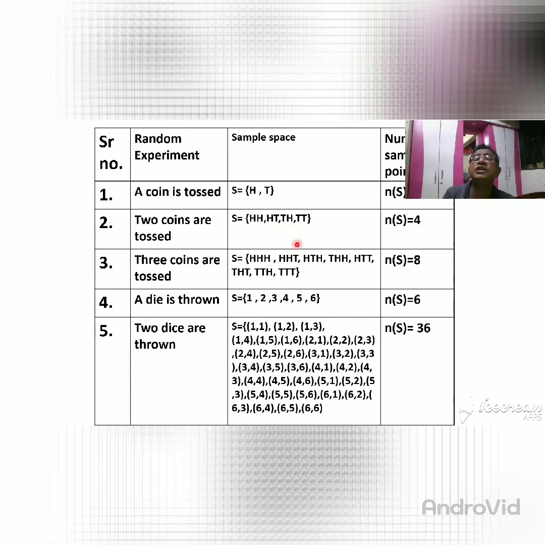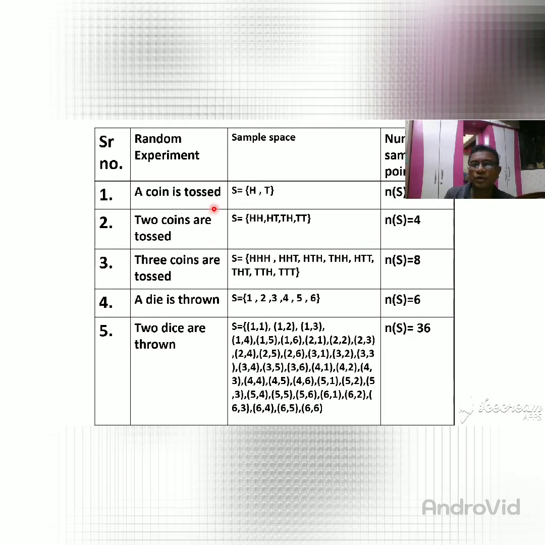If you change this sequence, there is no problem. Suppose some students write tail tail, head head, then tail head, and then head tail. If the sequence is changed, no problem. But the possibilities when two coins are thrown are HH, HT, TH and TT. So the number of S is equal to 4.